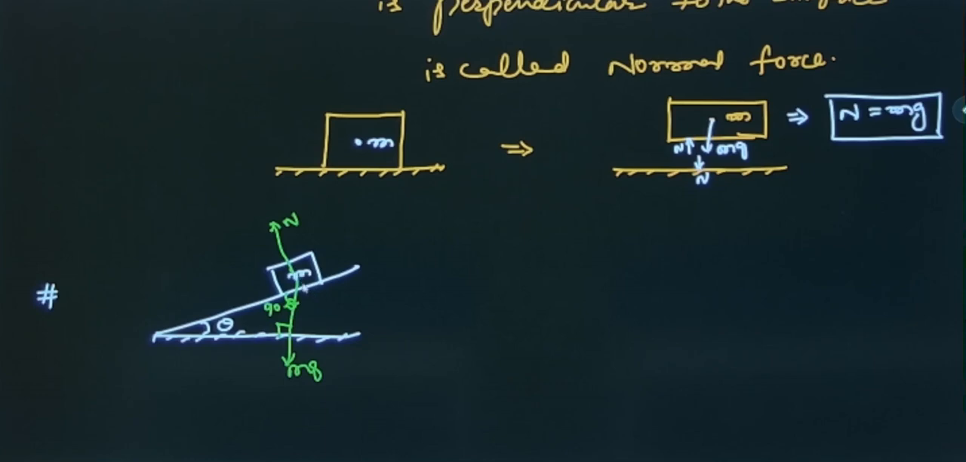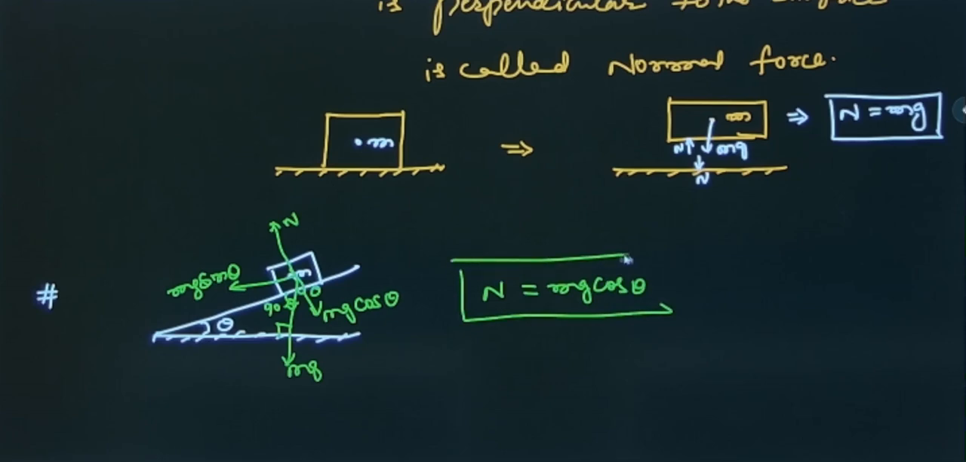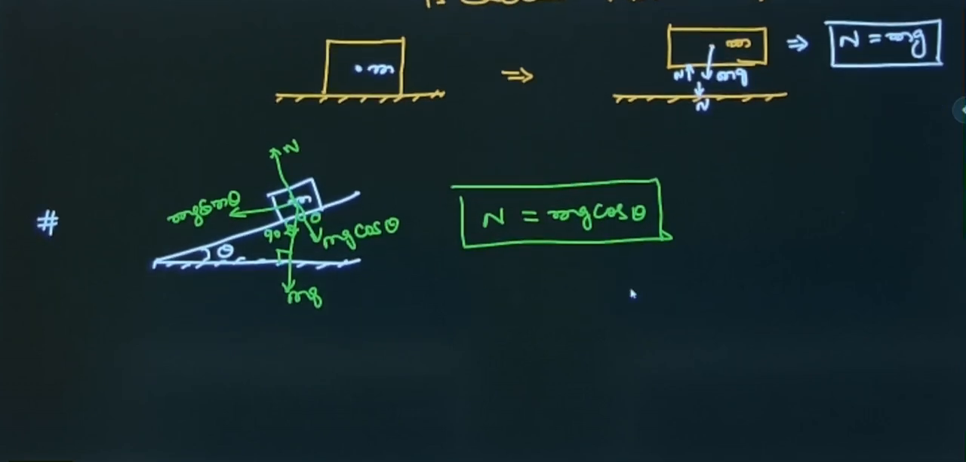So this mg is resolved into two components like this. It is 90 minus theta, so this angle will become theta. So this will become mg cos theta, and this is mg sin theta. So the normal reaction N is equal to mg cos theta when the block is placed on the inclined plane. Okay, so this is the normal reaction.